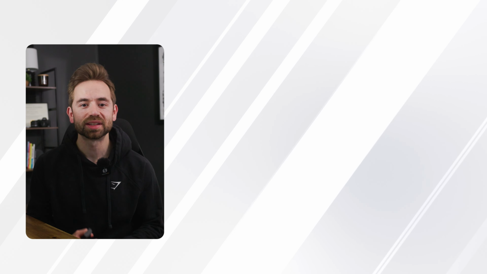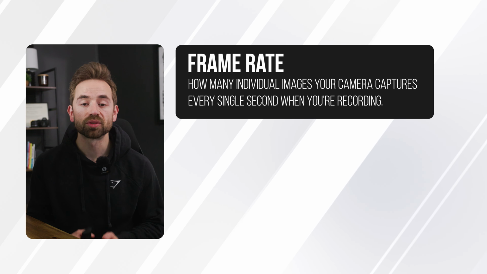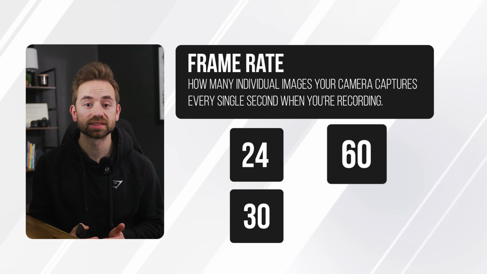Frame rate is simply how many individual images your camera captures every single second when you're recording. Now there are four main types of frame rates you can choose from: 24, 30, 60, and 120 plus. And they all have their different purposes.